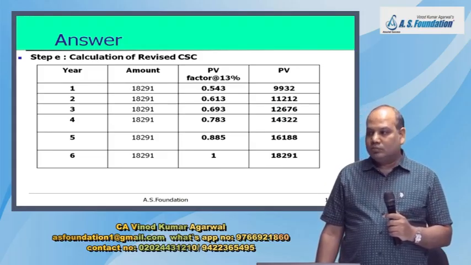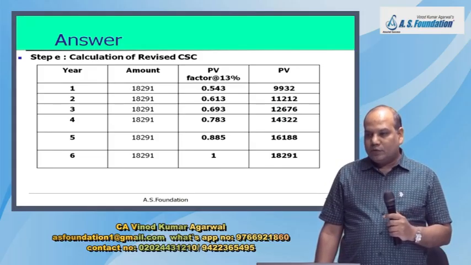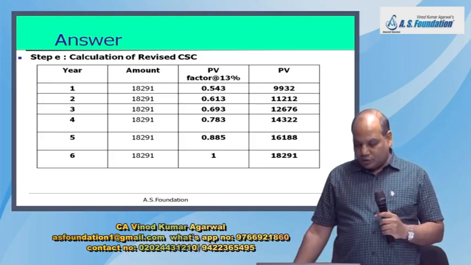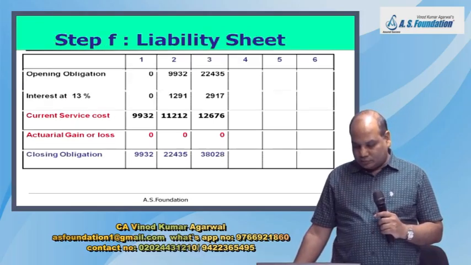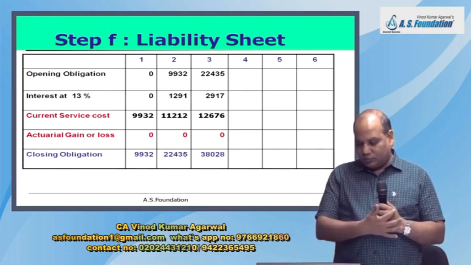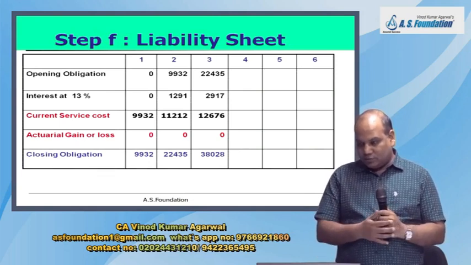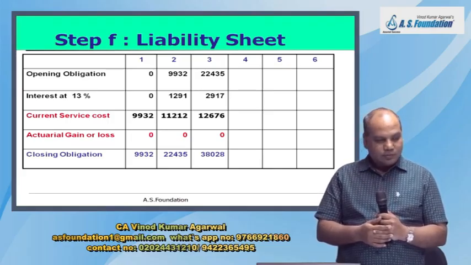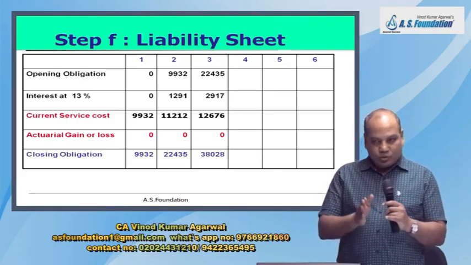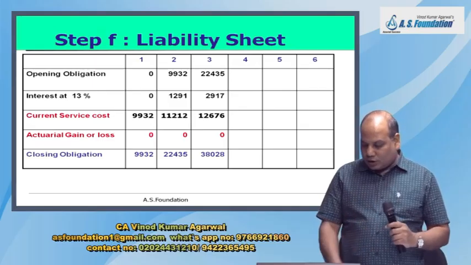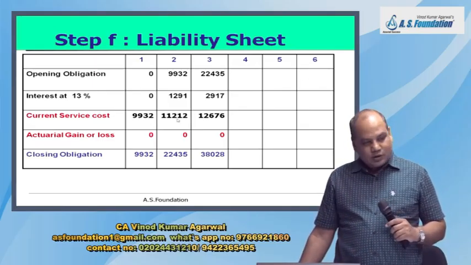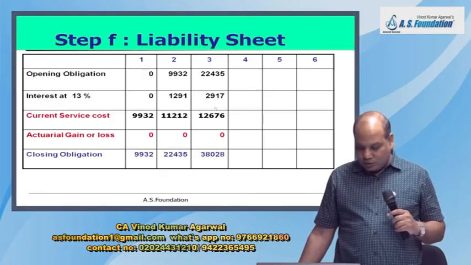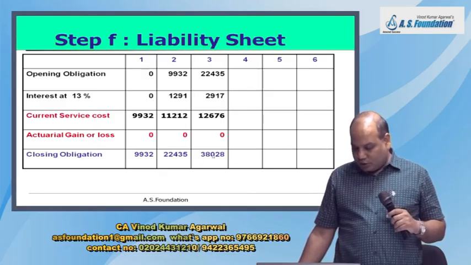After this, you write down revised liability sheet. 1, 2, 3, 4, 5, 6 year. Do the calculation. We will not do the accounting of this interest and current service cost again. Don't worry. But at least I will get the balance.